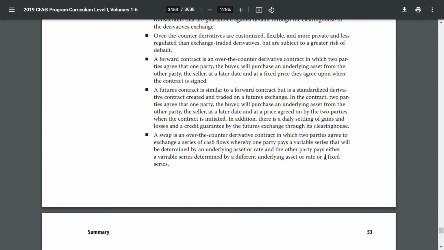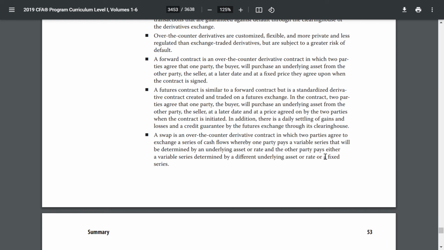A forward contract is an over-the-counter derivative, a contract in which two parties agree that one party, the buyer, will purchase the underlying asset from the other party, the seller, at a later date and at a fixed price they agree upon when the contract is signed.